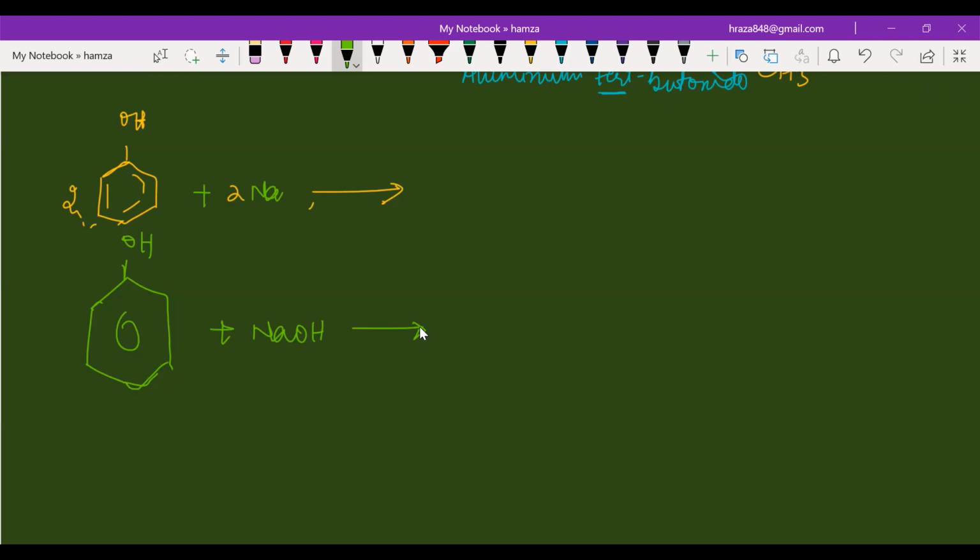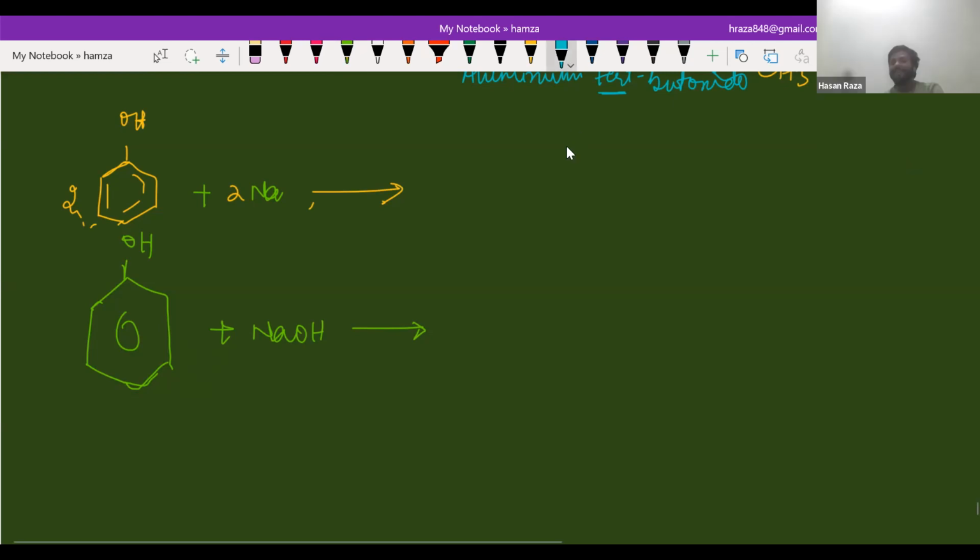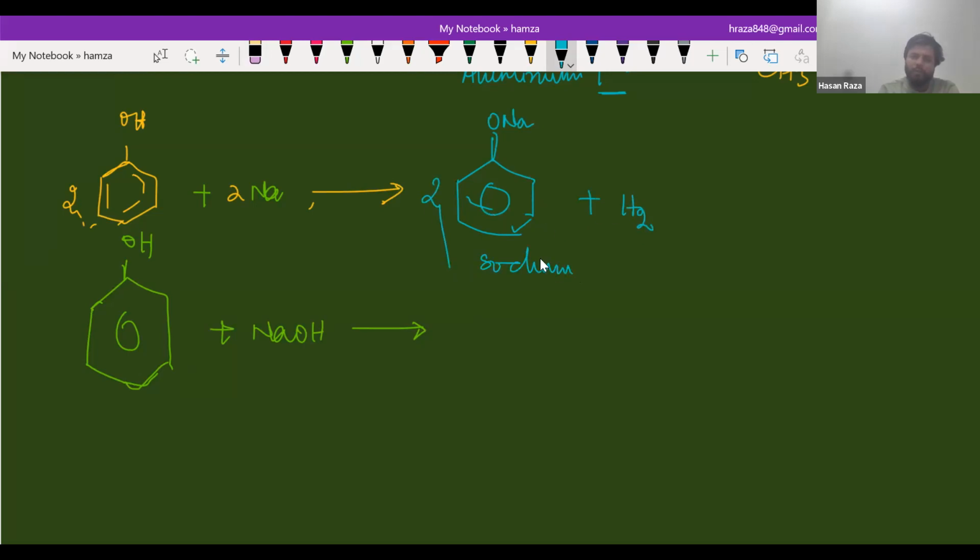I got your point, but can you name it in the same way that we did sodium alkoxide? It's very easy if you relate. Sodium benzoxide? Basically, it was phenol, so it will be phenoxide. Can you understand what I'm writing? So see, this is the phenol. H will be replaced by Na and this H will be released. So this will be basically sodium phenoxide.